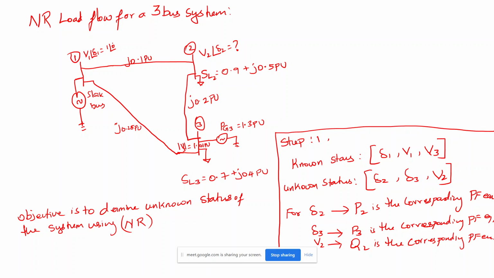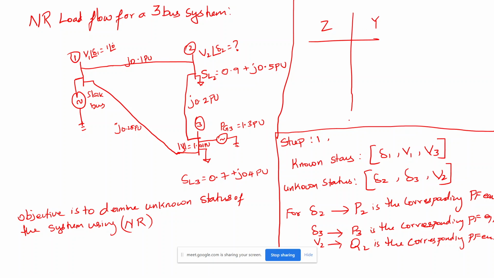In step 1, you should know what the unknown states are, and for those unknown states, what the corresponding power flow equations are. You must be very clear on this. Once you know these equations, step 2 is to find the Y bus. To find the Y bus, we need the admittance values. So from the given data, we can make a table. This side is only the question, and from the question itself, I can find the Z and Y values.